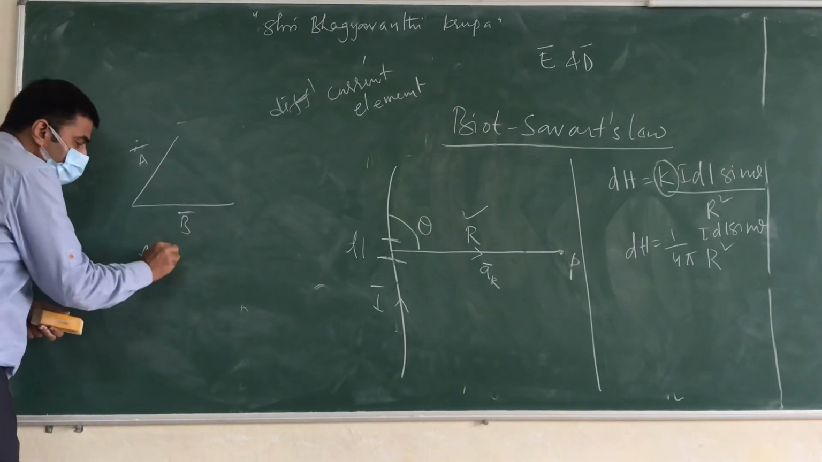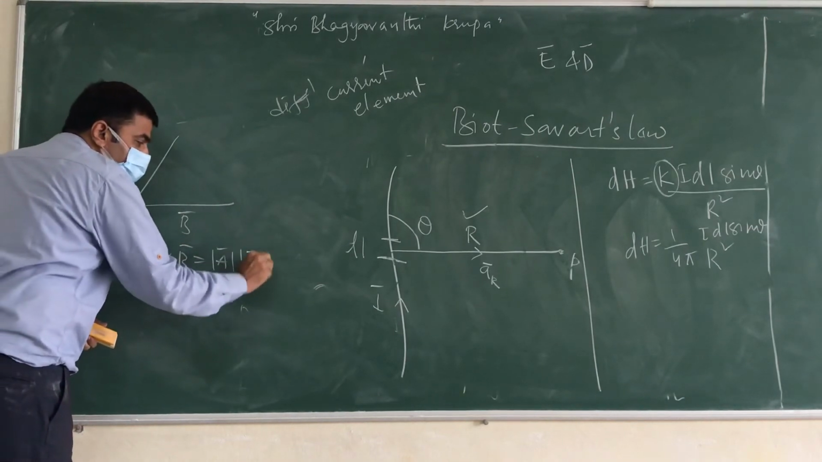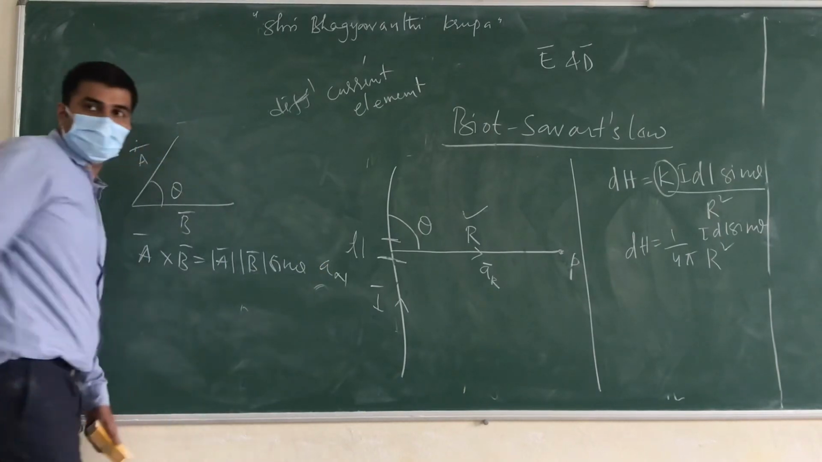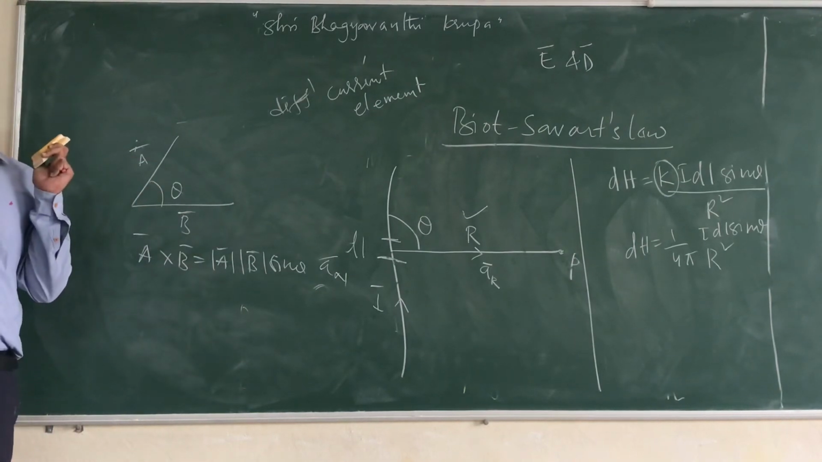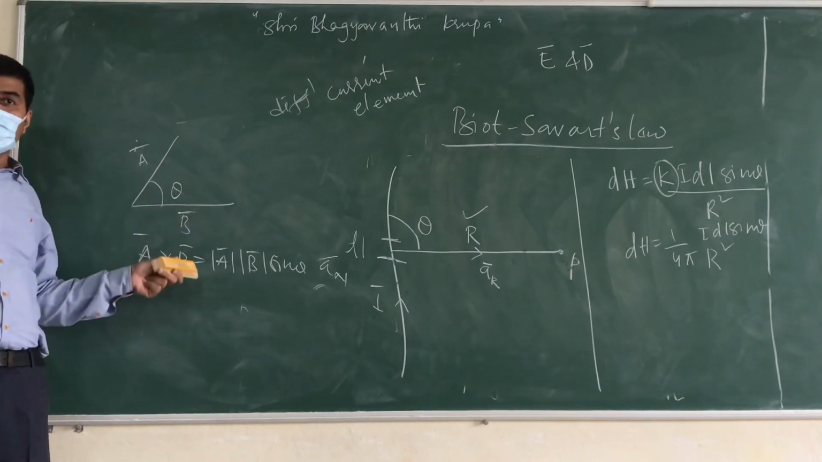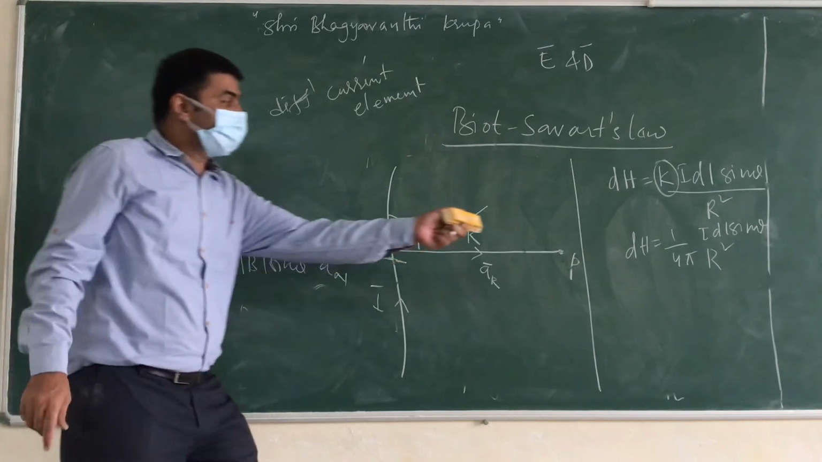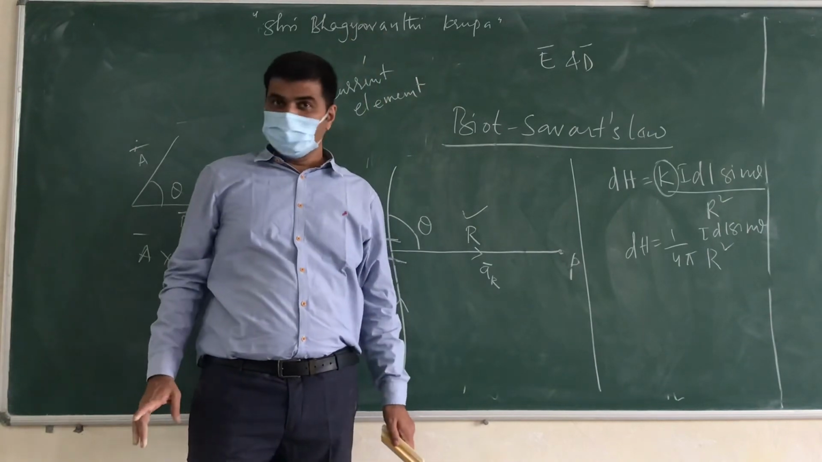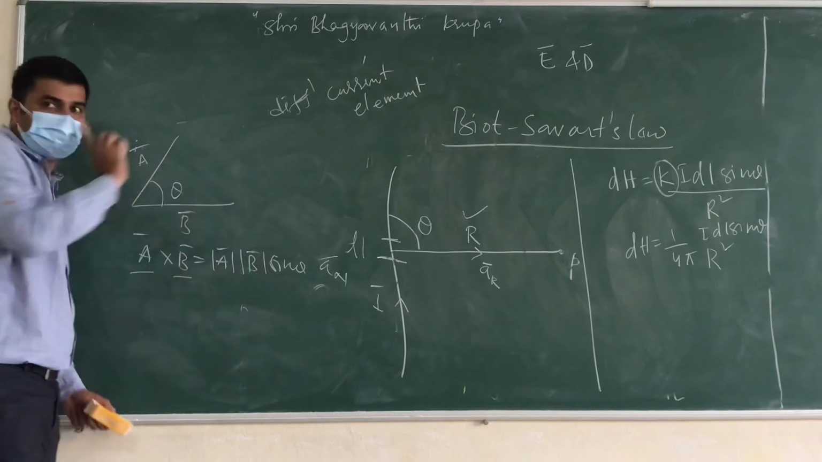That is, A cross B is equal to magnitude of A, magnitude of B, sine of angle between them, and A. What is this A? The normal vector to this board. If these are the two vectors, then the resultant vector, whatever we get, is normal to this board. But here also the direction of this is normal to the board. Yes or no? Then I need to identify which are these two vectors here.